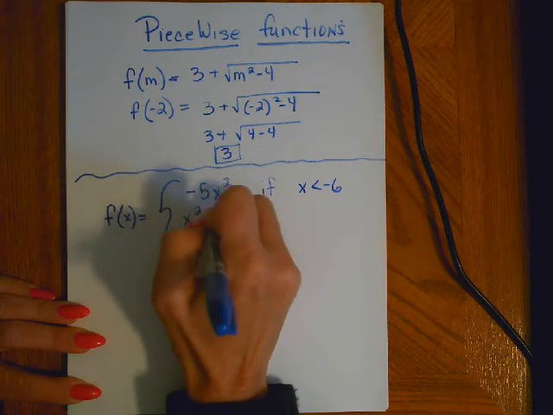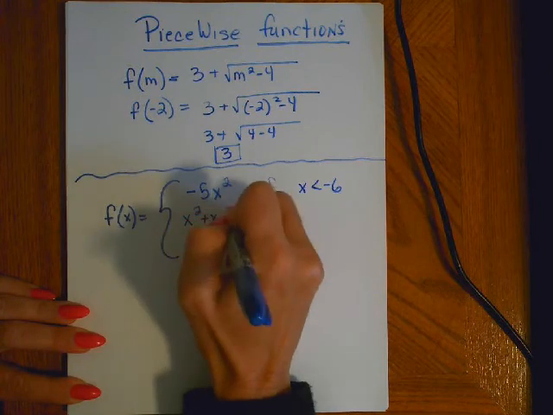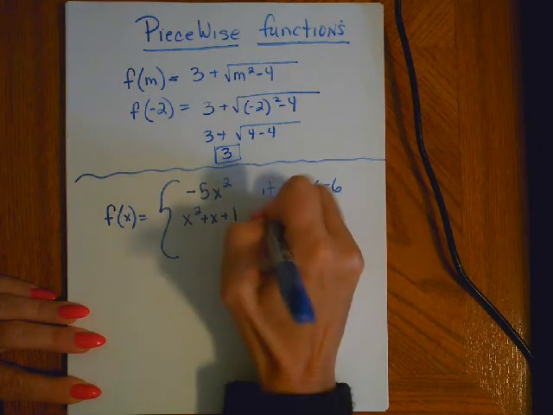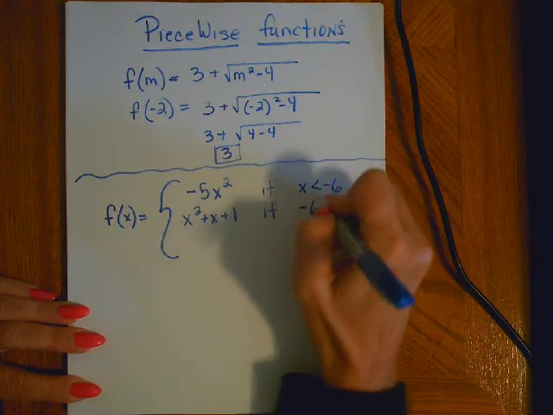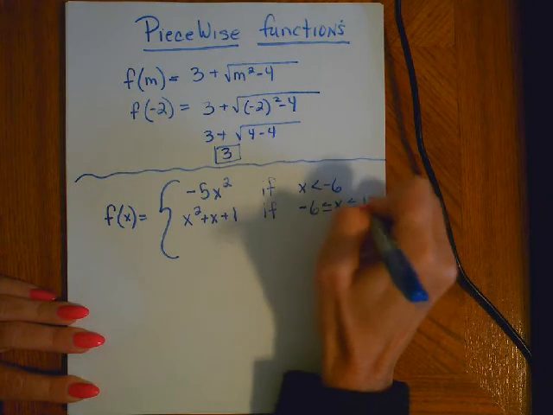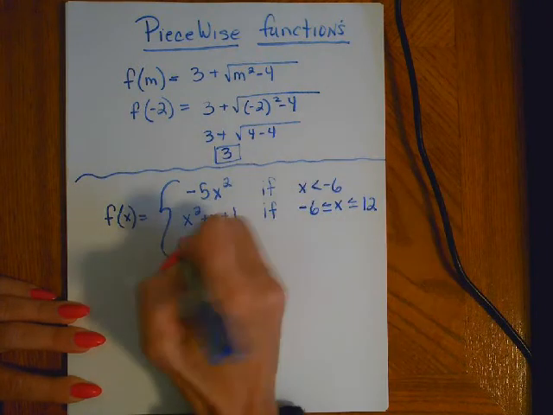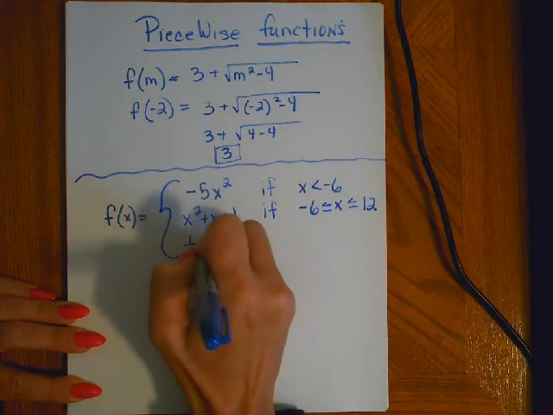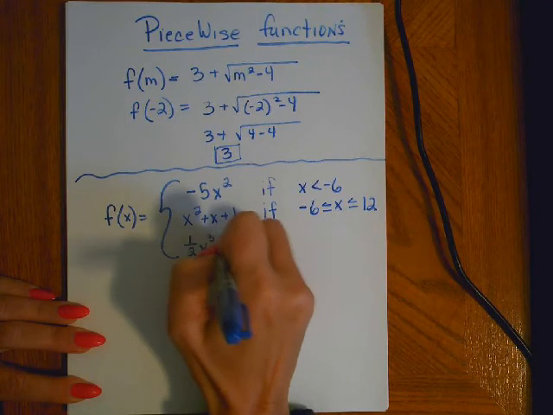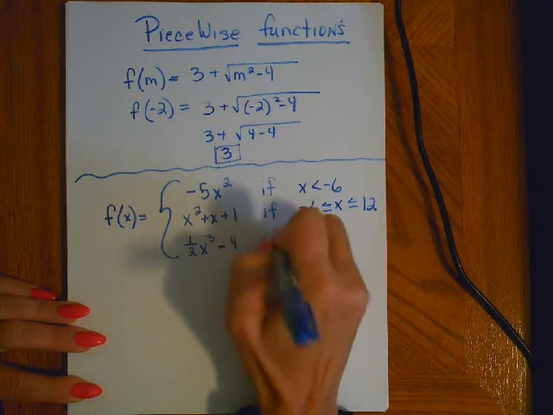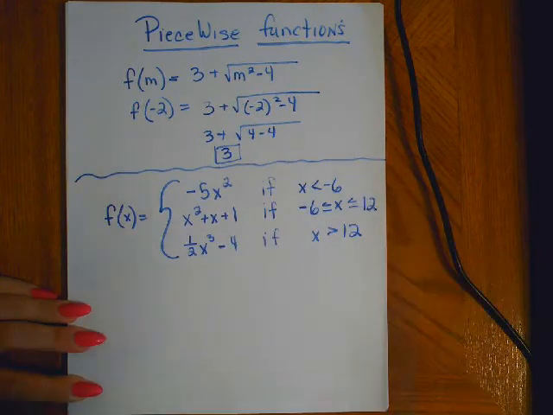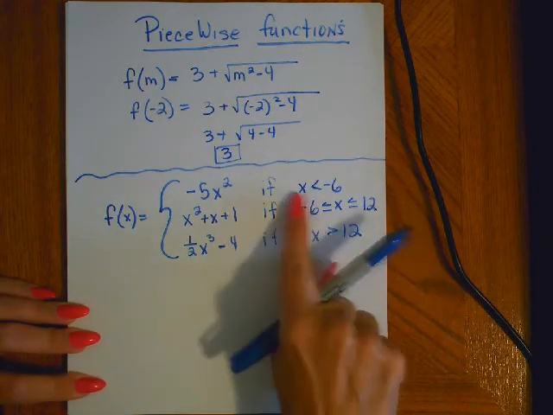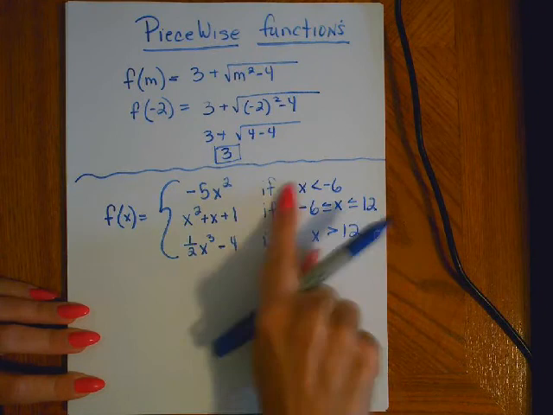This again is one continuous function. You would graph it on a graph. And when I say continuous, it might be discontinuous. You don't know what that means yet, but you will in another few weeks. Negative 6 less than or equal to x less than or equal to 12. And then we have 1 half x to the third minus 4 if x is greater than 12. So what's important about this piecewise function is this part right here.